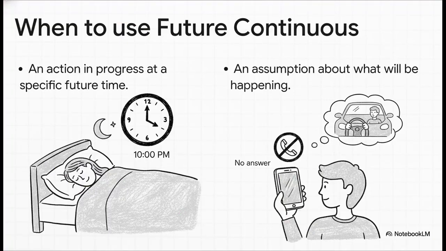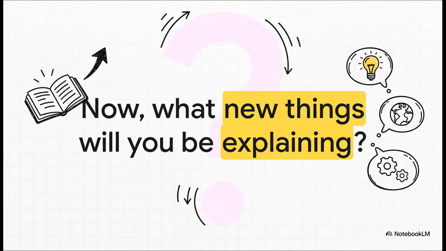So, the big question, when do you actually use this? Well, it pretty much boils down to two main situations. First, when you're talking about something that'll be in progress at a specific time in the future. Like, at 10 p.m. tonight, I will be sleeping. And second, when you're just talking about what you expect will be happening. Like, don't call her right now, she'll be driving. And there you have it. That's your crash course in the future continuous tense.